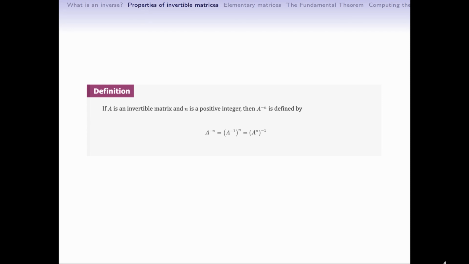Our next definition extends the notion of a negative power at least to the class of invertible matrices. So if A is an invertible matrix and N is a positive integer, then A to the power of negative N is defined by A to the power of negative N is equal to either the inverse of A to the power of N, or by property E of theorem 3.9, the nth power of A raised to the power of -1. So either of these can stand for the definition of A to the power of -n.